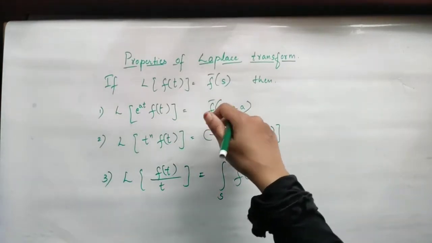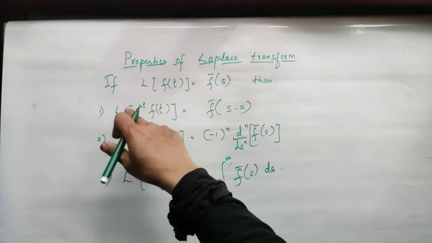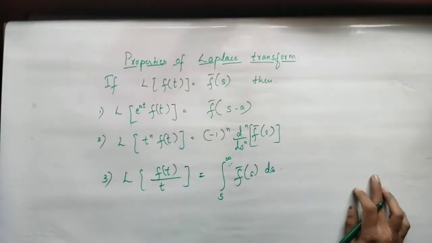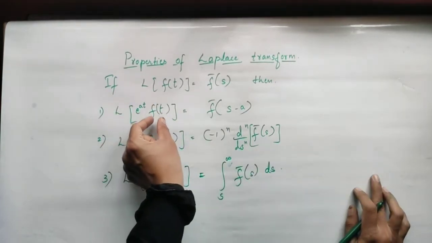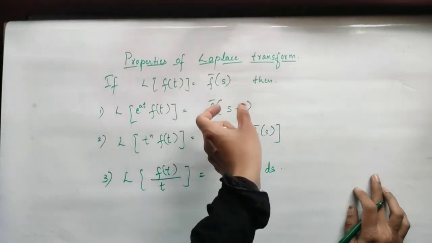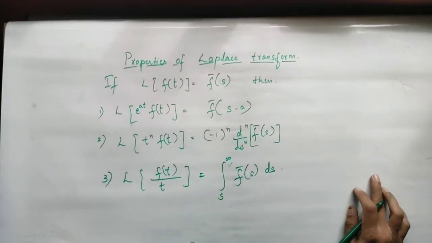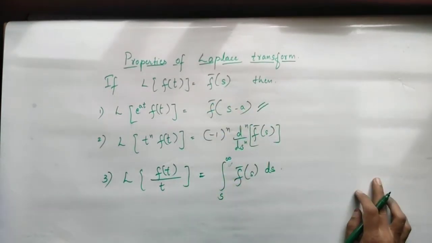The new function that you get in terms of s minus a becomes the Laplace transform of this combination of e to the power at into f of t, the product of e to the power at into f of t. The Laplace transform of this product will be equal to this f bar of s itself, but that s will be replaced by s minus a. This is the first property of Laplace transform.